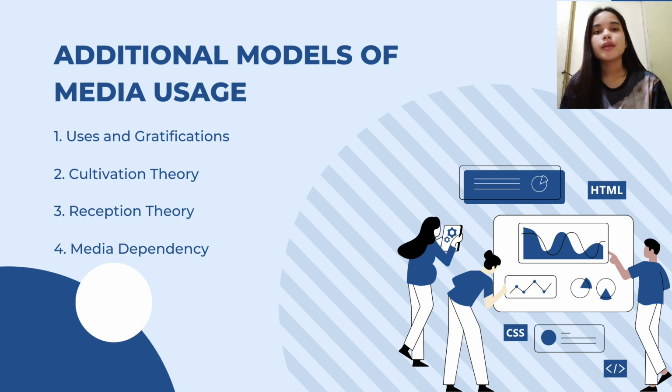The fourth one is the media dependency. Reliance on media sources for information and communication needs highlights the role of media in shaping individuals' daily routines and decision-making processes. For example, during a crisis, individuals rely heavily on news media for updates and guidance, showcasing the essential role of media in providing timely information and support to the public.